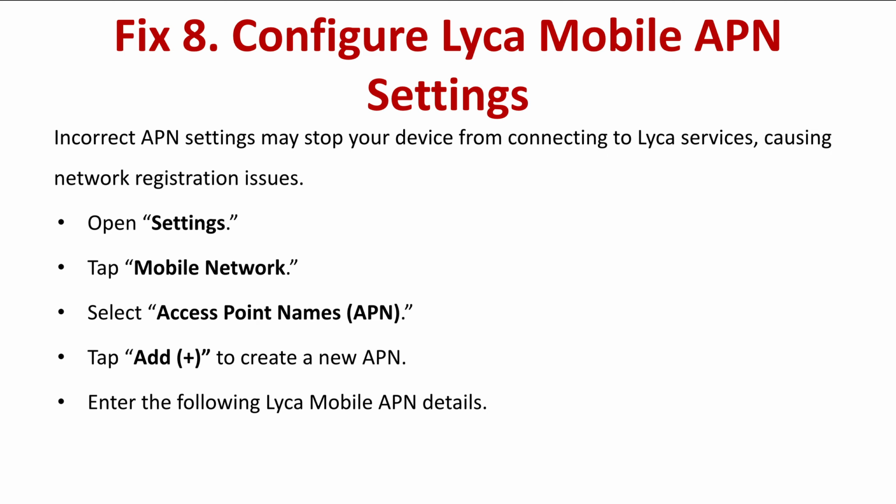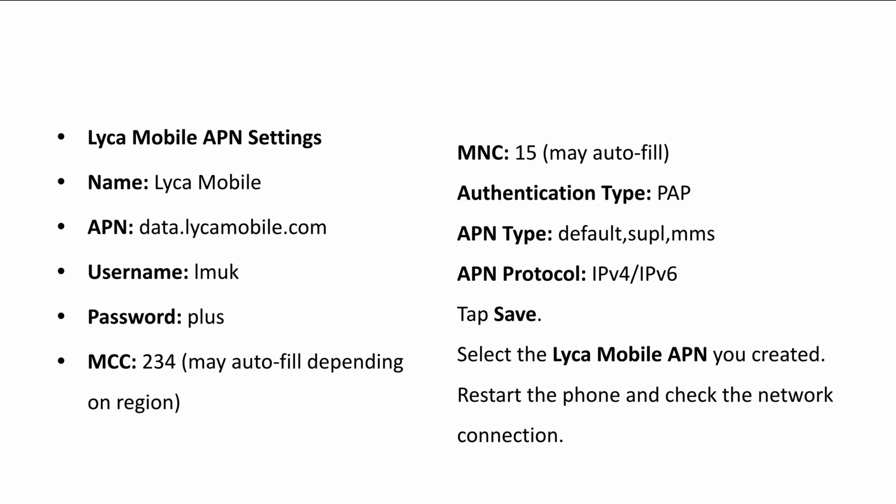Incorrect APN settings may stop your device from connecting to Lyca services, causing network registration issues. Open settings, tap mobile network, select access point names, tap add to create a new APN. Enter the following Lyca mobile APN details. You can see the Lyca mobile APN settings. Here are name, APN, username, password, MCC, authentication type, APN protocol, then tap save. Select the Lyca mobile APN you created, restart the phone and check the network connection.